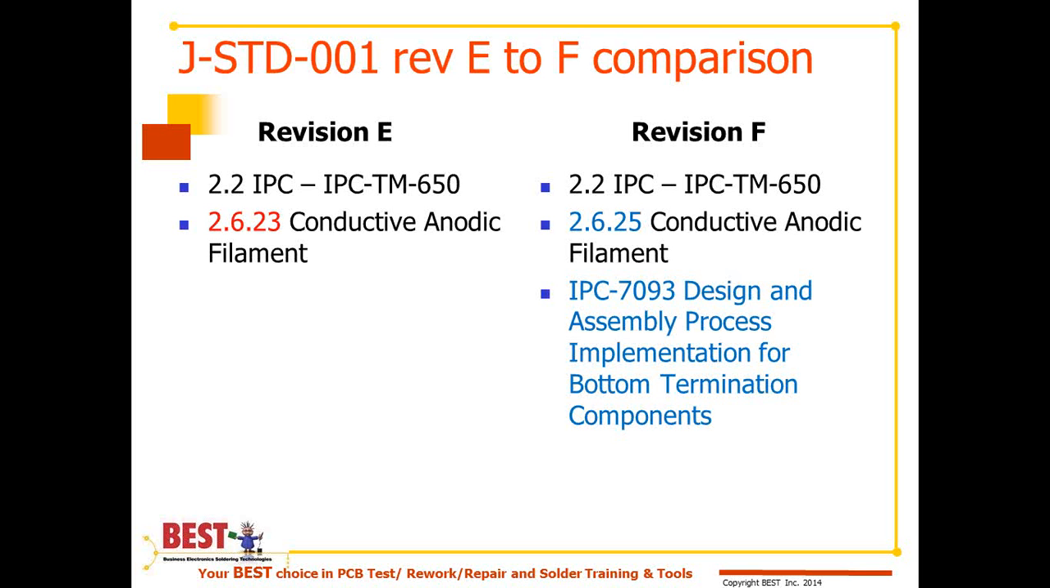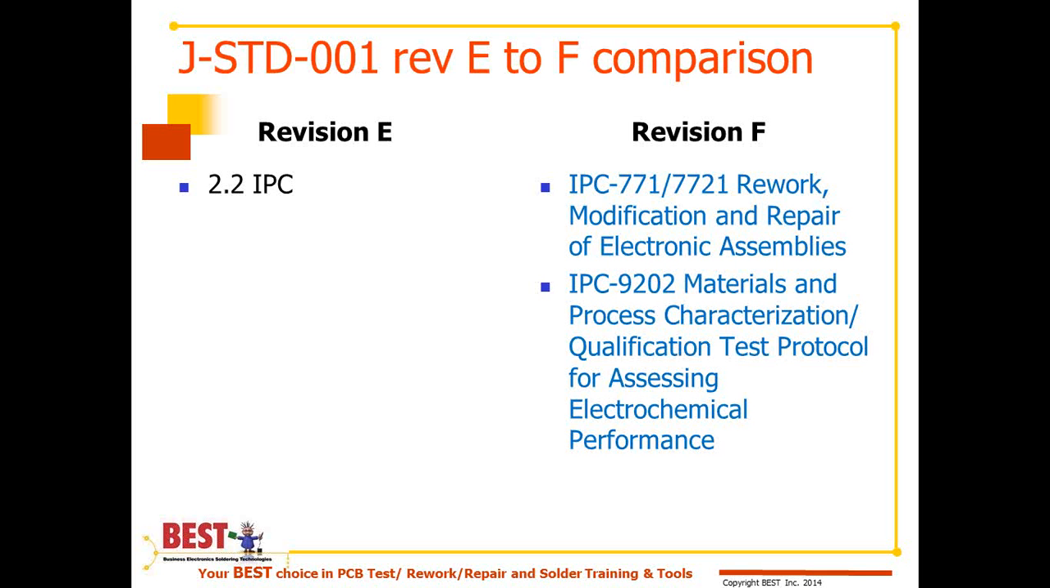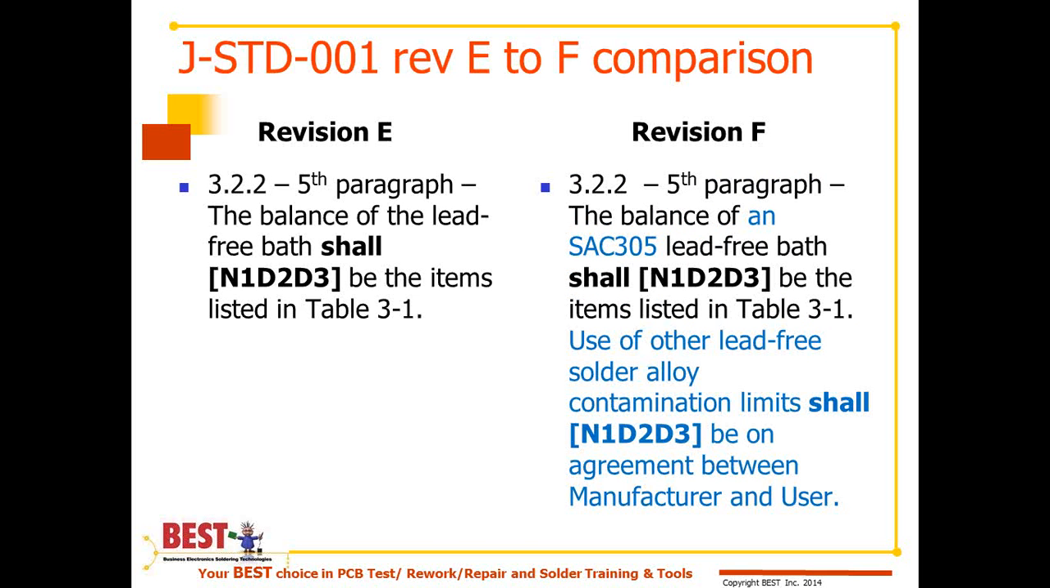Under Section 2, where we get all the different reference materials, they've added 2.6.25 for cathode or conductive anodic filament and the IPC-7093 design and assembly process documentation. So they just added a little bit to it. They've also added under 2.2 the IPC-7711/7721 booklet and the 9202 materials and process characterization booklet.